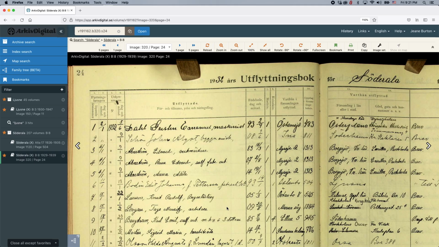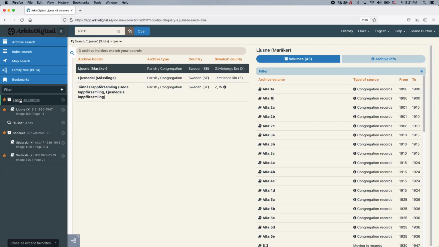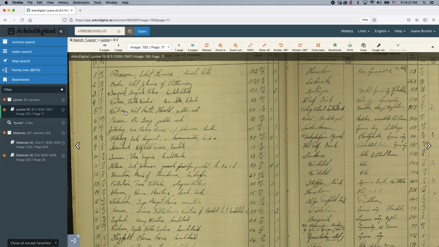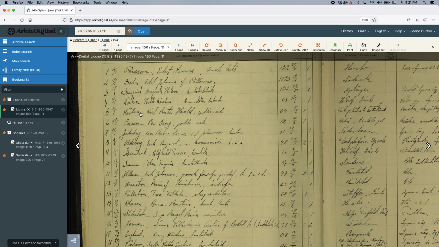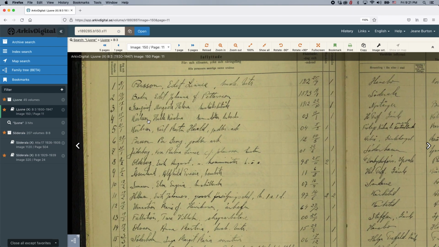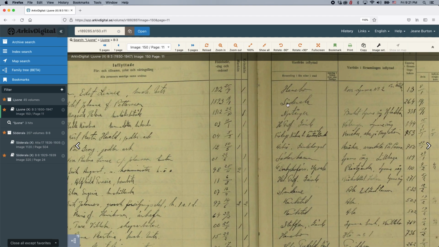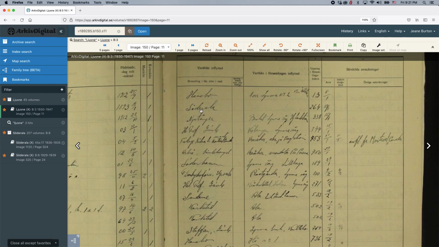Now we're going to find Edith in the moving in records in Ljusna. This is where it said in the moving out records. So now we go to Ljusna, we type it in, we find it down in this page, and we are looking for her moving in on January 13th. There she is on line 2. It says she's moved in. There's her birth date. We know it's her. It says she came from Söderala.